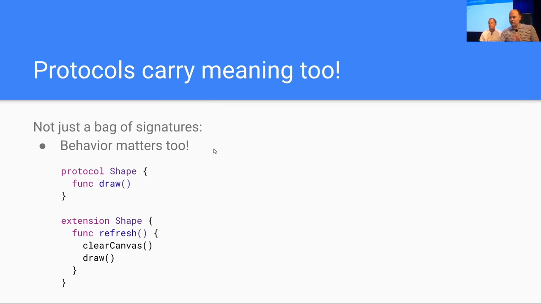Well, let's talk about a different example. And the answer is that protocols are not just about methods. And this is also related to the C# question. The behavior of those methods also matters. And so here we're going to switch domains and talk about shapes.